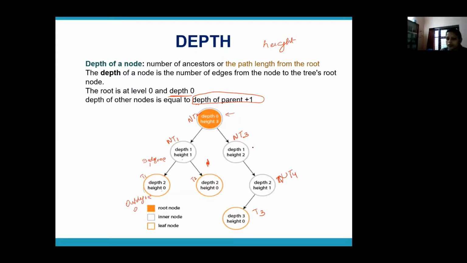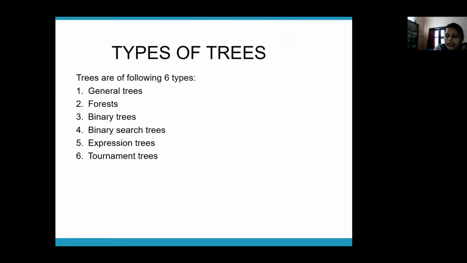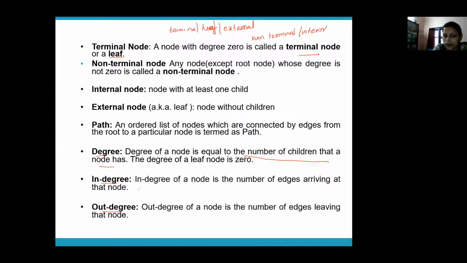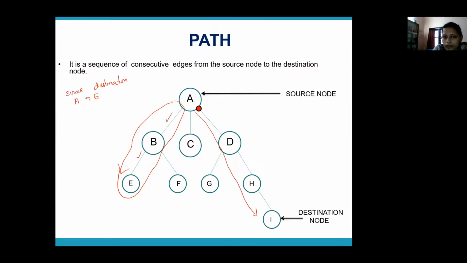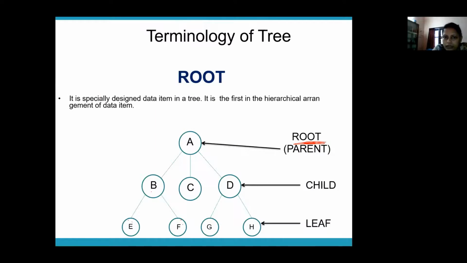So when you consider this node, look at this node. What is the in degree? In degree is also 1. Out degree is also 1 because one edge is arriving and one edge is leaving, right? So in degree means the number of edges arriving at a particular node, and out degree means the number of edges leaving a particular node, okay? In the coming sessions, you will hear these terms, so you should understand what I'm talking about. When I say in degree or when I say path, you should immediately recollect what it is, okay? So these are some of the important terminologies related to trees.